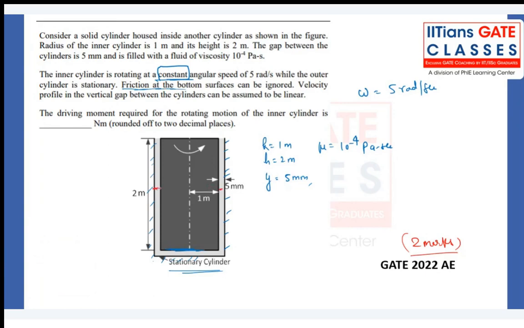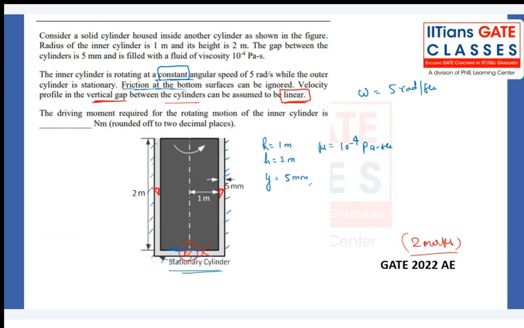So definitely you will be having the linear velocity profile like this. But the fluid is here also. But they have mentioned in the problem very clearly that we have to neglect this bottom surface, right? So only we have to consider this side one. The velocity profile in the gap, that is the correct answer. The velocity profile in the vertical gap, they have clearly mentioned that it is linear. When they already mentioned linear, we have to assume the linear velocity profile.